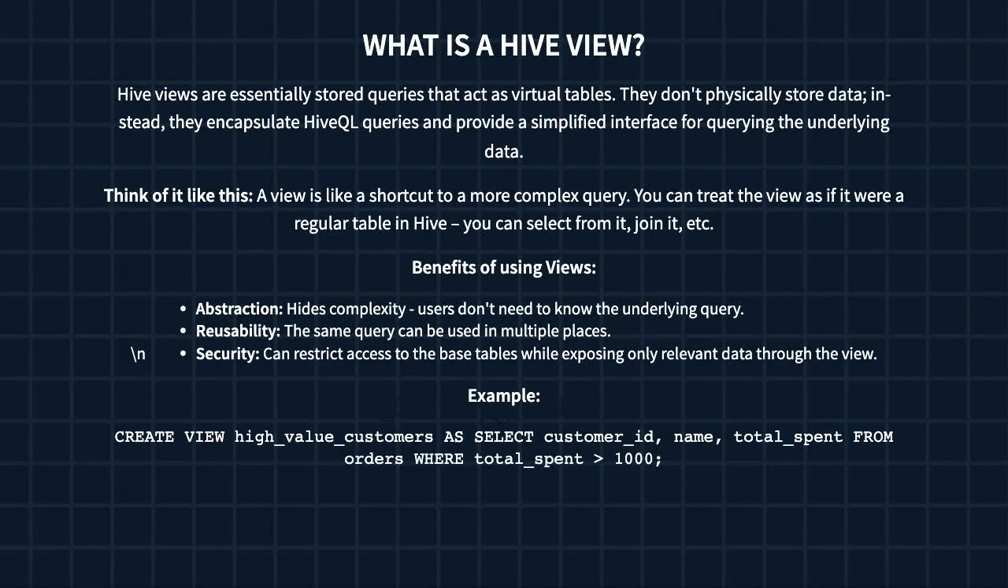Okay, let's talk about Hive views. Basically, they're like virtual tables. They don't actually store data themselves. Instead, they hold a HiveQL query. It's like you've created a shortcut to a more complicated question in Hive. You can treat them just like regular tables when you're querying, which makes things much easier for users and allows you to reuse queries across different parts of your system. And importantly, views can also help with security. You could restrict access to the base data while providing a simplified view that only shows what's needed.